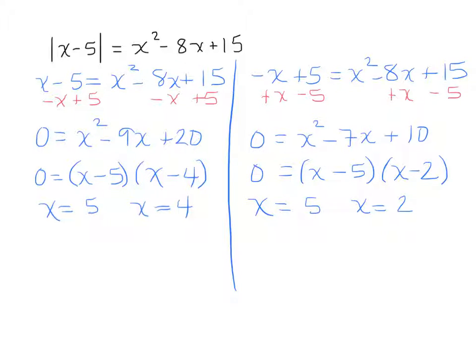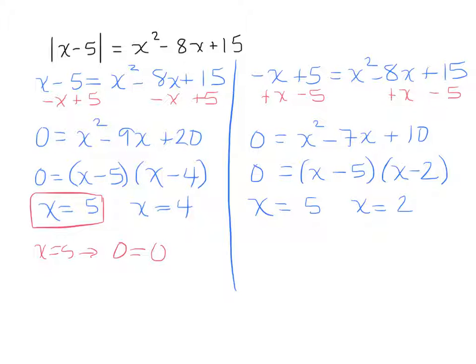And I'm not going to write it all out. I'm just going to use my calculator to do it. Well, 5 minus 5, filling it in here is 0. So for x equals 5, we get 0 equals, and then it's 5 squared minus 8 times 5 plus 15, which is 0. 0 equals 0. So this one's good.